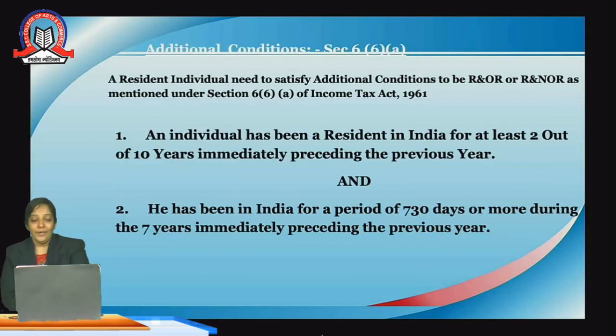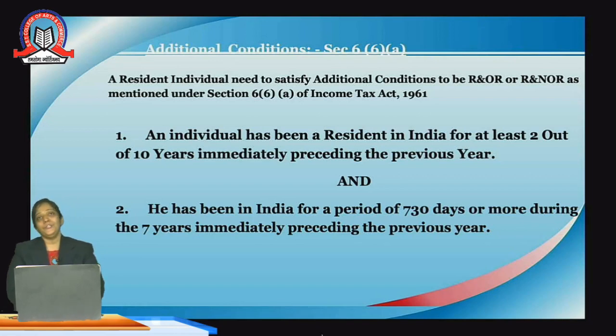Now, continuing further, we have additional conditions which are mentioned under section 6, subsection 6, clause A. Further, if an individual resident satisfies the basic condition, then further he needs to satisfy additional conditions also to be a resident and ordinary resident.